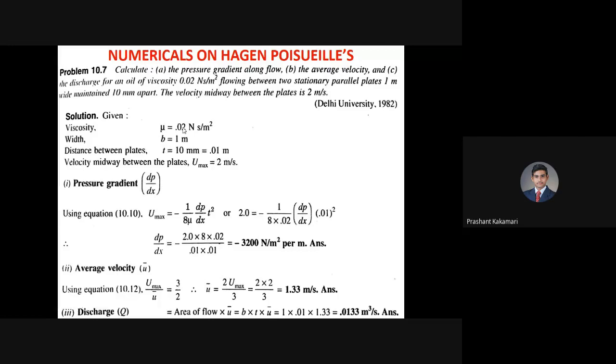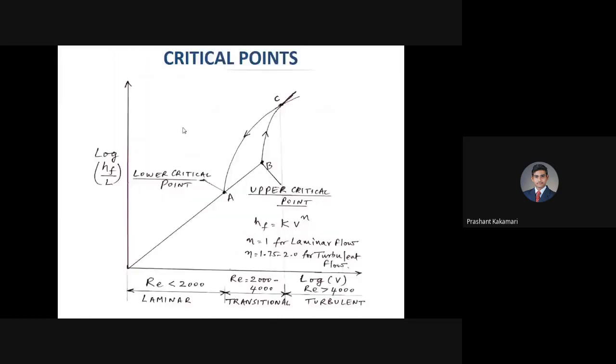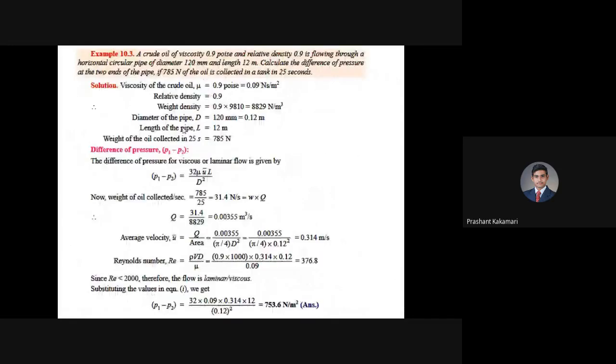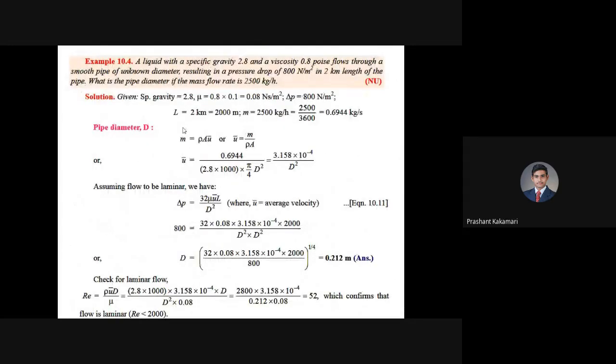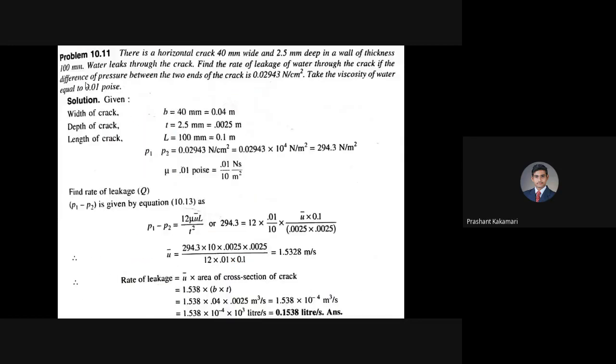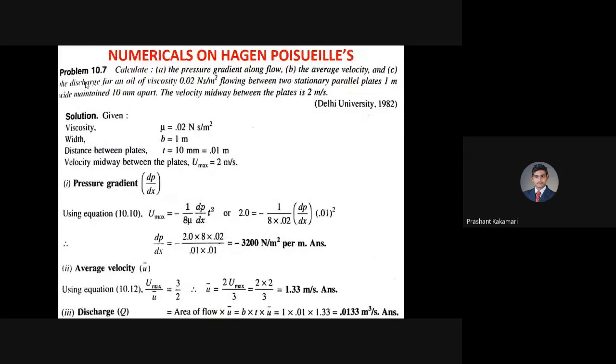Just a minute. Recall the earlier problems. Earlier they had given the length of flow, I think here, 2 kilometer. If you see the earlier problem, 2 kilometer length of the pipe. Like this, in this problem they have not mentioned the length of flow or the length of the plates. Is that clear?